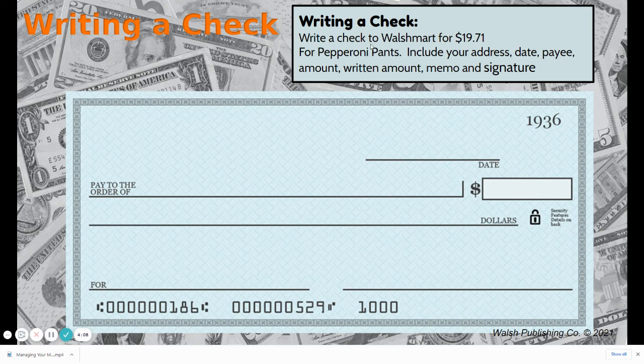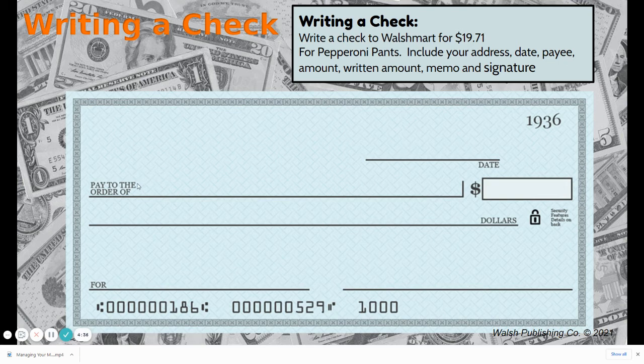You are going to write a check to Walsh for $19.71. For pepperoni pants, that will be your memo. You're going to include your address, which will be in the upper right-hand corner. You can use a fake address if you'd like, so no one has it, even though I do have your address. So you're not fooling me, but you can use a fake address if you would like to not have your address be published. You're going to write a date for your check here. That's the date you're writing it.